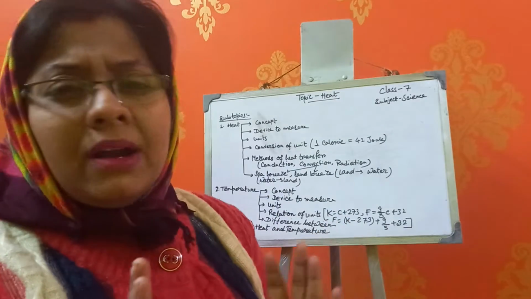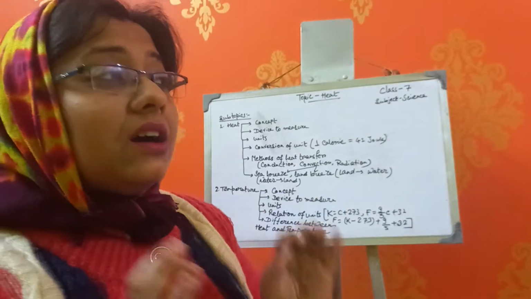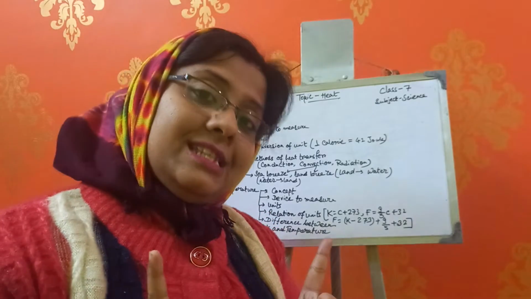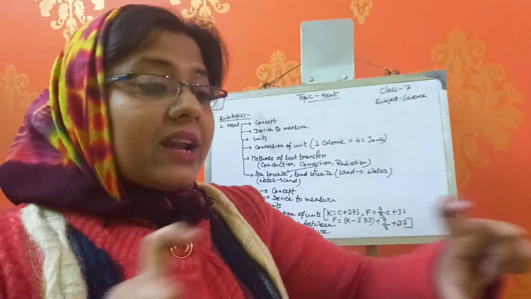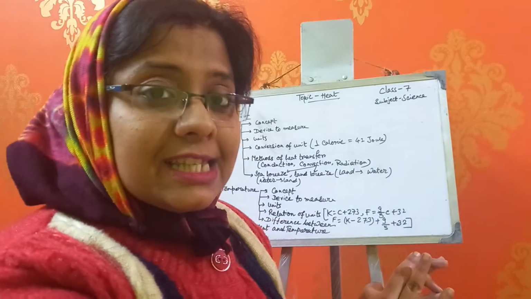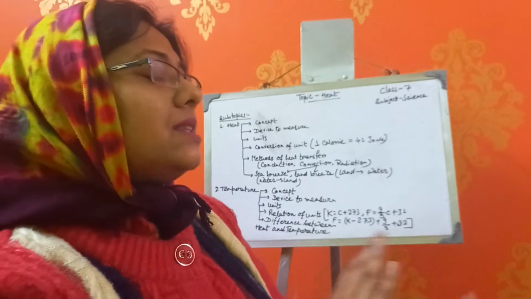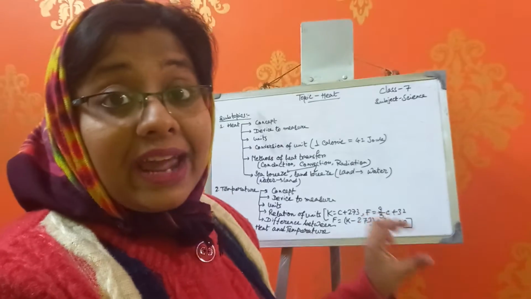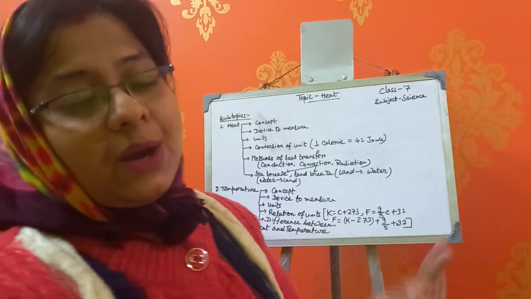And our normal body temperature, 37 degrees Celsius. What is the range of clinical thermometer? 35 degrees Celsius to 42 degrees Celsius. That's all. This is the range of clinical thermometer.